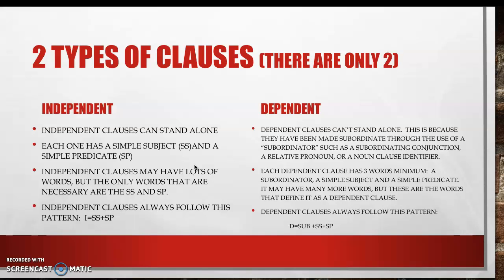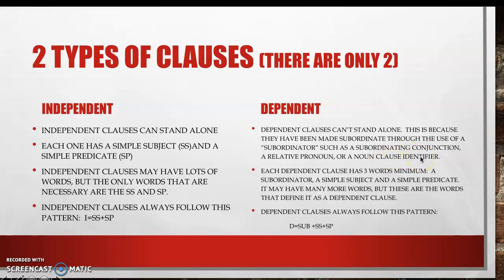The difference between an independent clause and a dependent clause is that a dependent clause has a subordinator. That is, it has a word at the beginning of it which has the power to make it dependent, to subordinate it to the independent clause. Words that fall under this category of subordinator are words like subordinating conjunctions, relative pronouns, and noun clause identifiers.